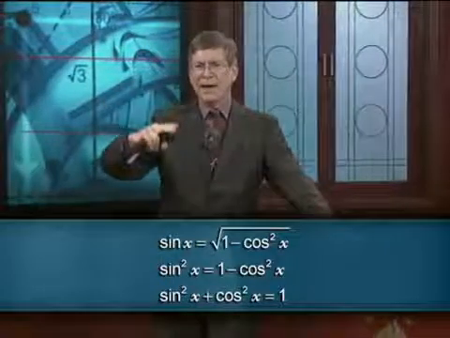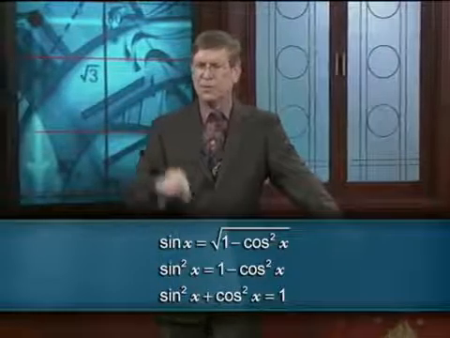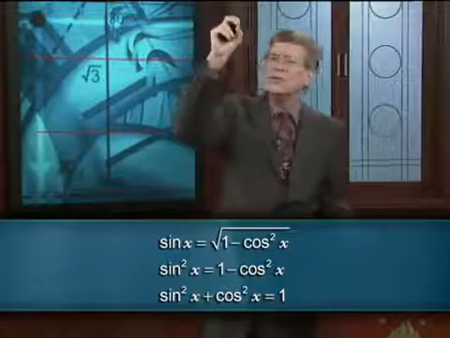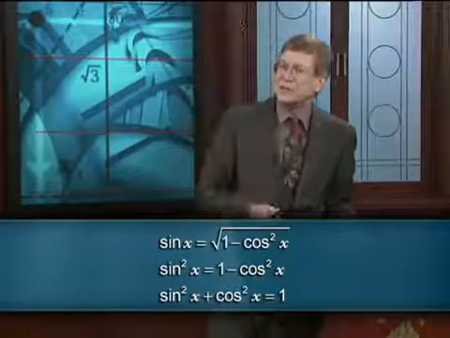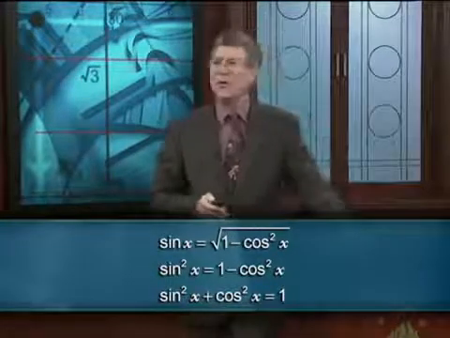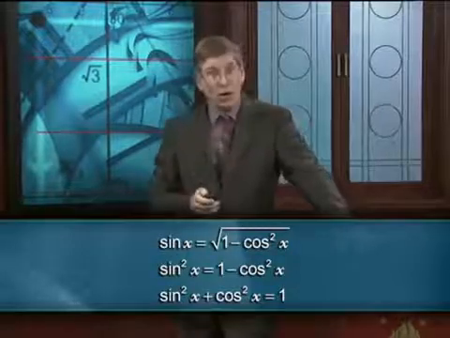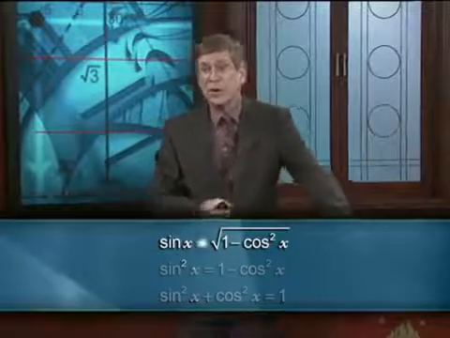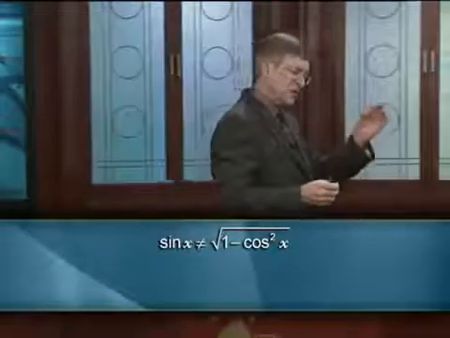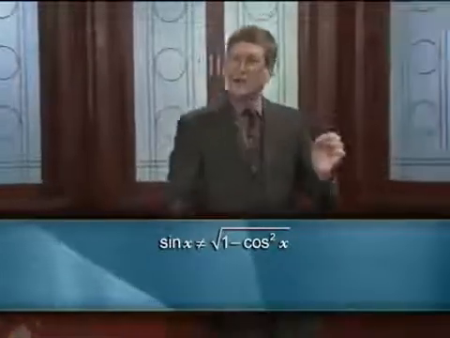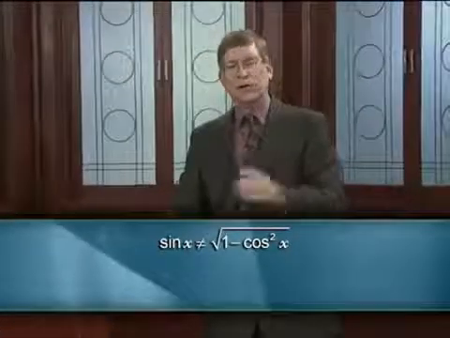So I did some math, and I ended up with a true statement. Can I conclude that the original statement at the top is true? No. That statement actually is false for some x values. Sine x does not equal the square root of 1 minus cosine squared x for all x.